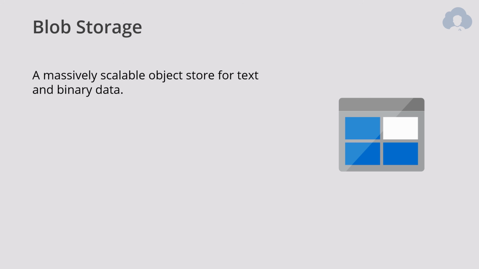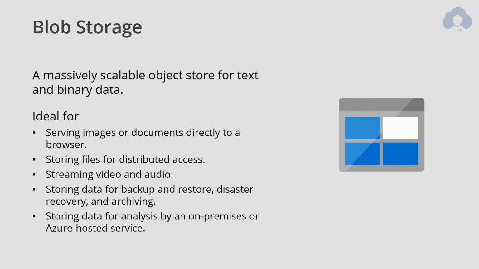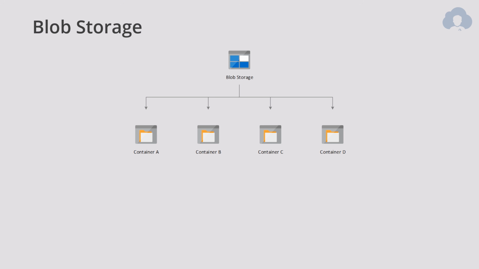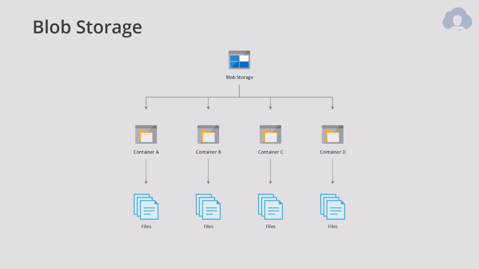Again, this is a highly scalable service for text and binary data, which means any kind of file can be put there. So it's ideal for pretty much any scenario, from hosting video files, distributed access, documents, backups, pretty much anything. The structure of the blob storage is very simple because blob storage is separated into something called containers. Think of containers like your partition on a drive. It's the entry point for your data. Each container contains 1 or more files. And this is it. It's just a flat hierarchy of files on your service.